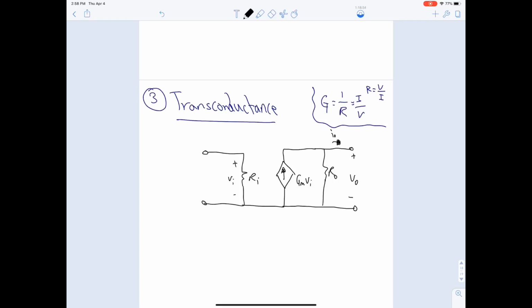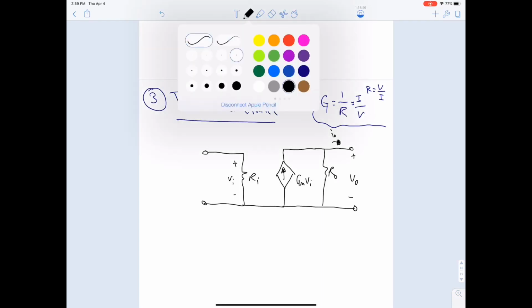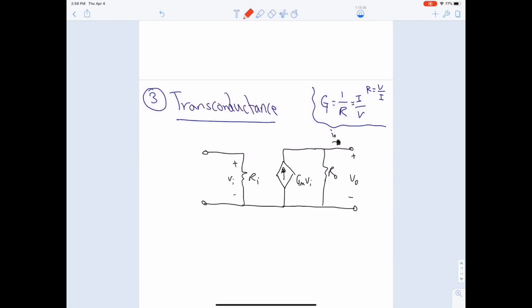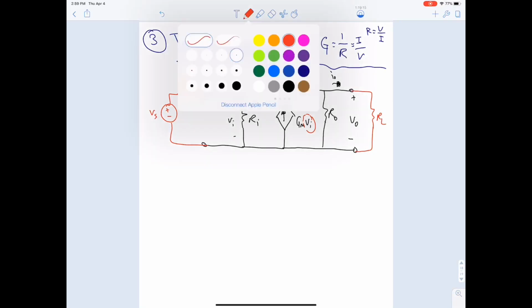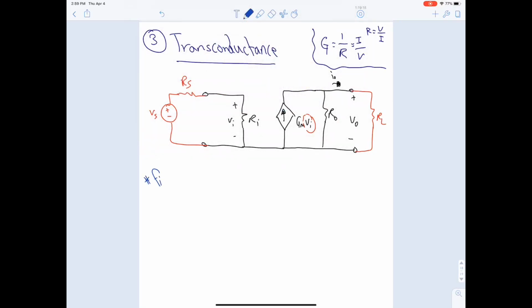Before you start solving or doing anything with this type of amplifier, you need to connect two things, the input and the output. On the output, we always connect RL. And on the input, it depends on this. It's a voltage, so we have to connect the Thevenin form, RS with VS. So here, what does the question say now? It says find the transconductance gain.